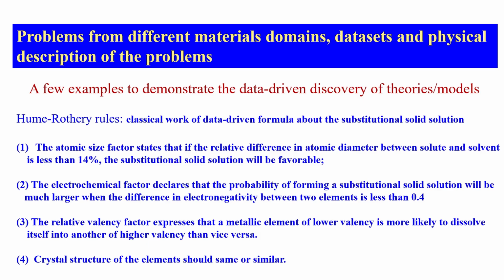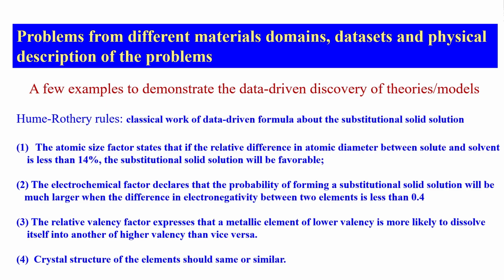Similarly, there will be electrochemical factors or valency factors. Electrochemical factors tell you the probability of forming substitutional solutions will be larger when the difference in electronegativity between the two elements is less than 0.4, not about 0.4. Okay, and valency should not be much lower, so that they can dissolve into each other. And the last one is that the crystal structure must be similar.